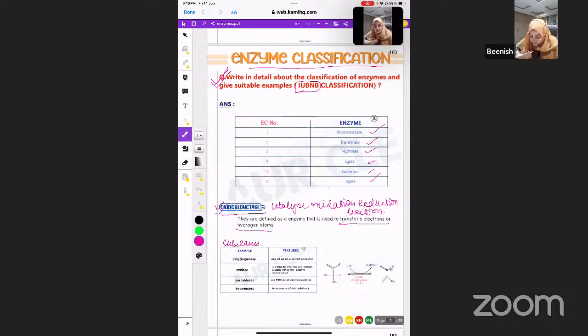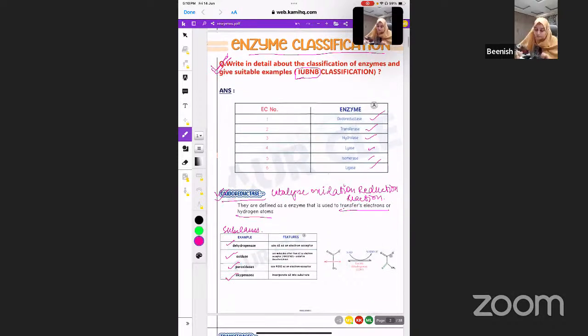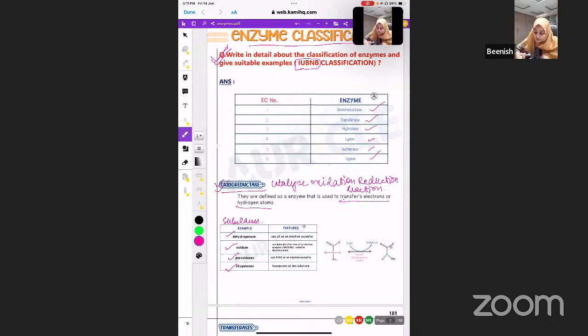So your oxidoreductases are again subclassified into dehydrogenases, oxidases, peroxidases, and oxygenases. Now, what is a dehydrogenase? Your dehydrogenase removes hydrogen from a substrate and donates that hydrogen to another substrate. Usually that hydrogen acceptor is NAD, a B complex vitamin, the most common one being NADH. Other hydrogen acceptors are your FAD and NADP.